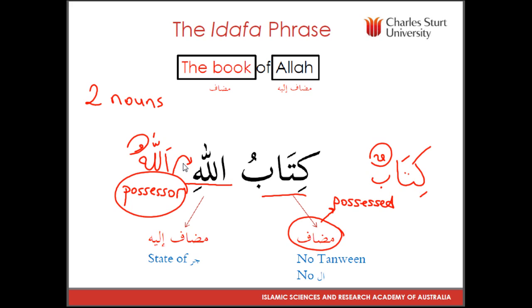So in this structure, the first part is called in Arabic mudaf, which is the thing or the object, whatever is possessed. And the second one is mudaf ilayh, the possessor. Mudaf is the thing that is possessed.